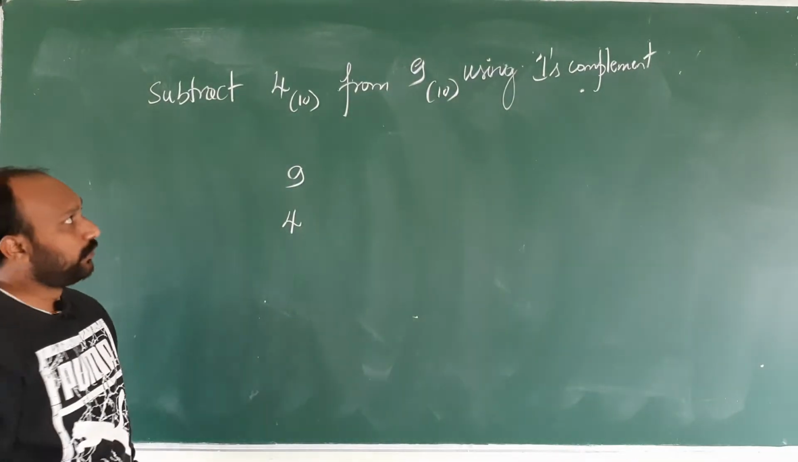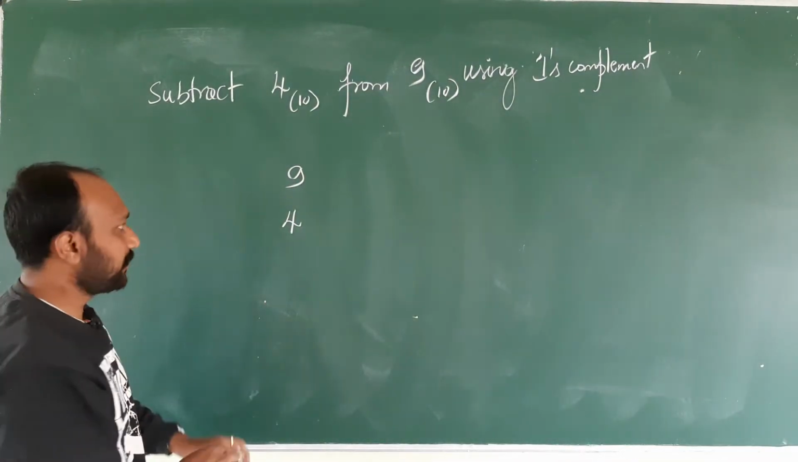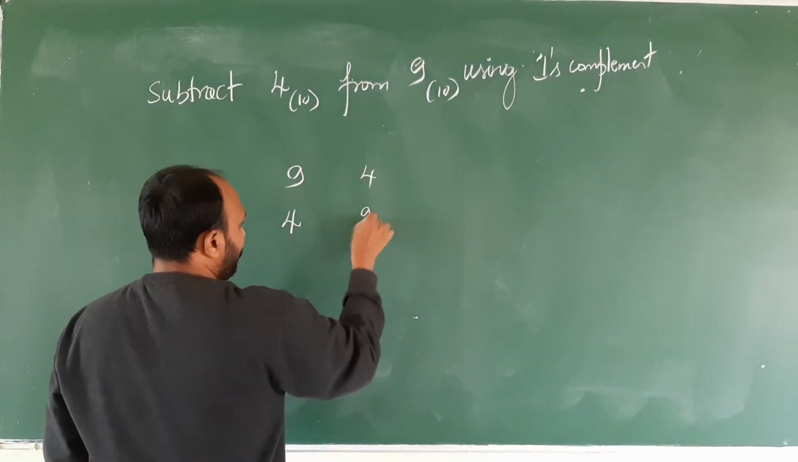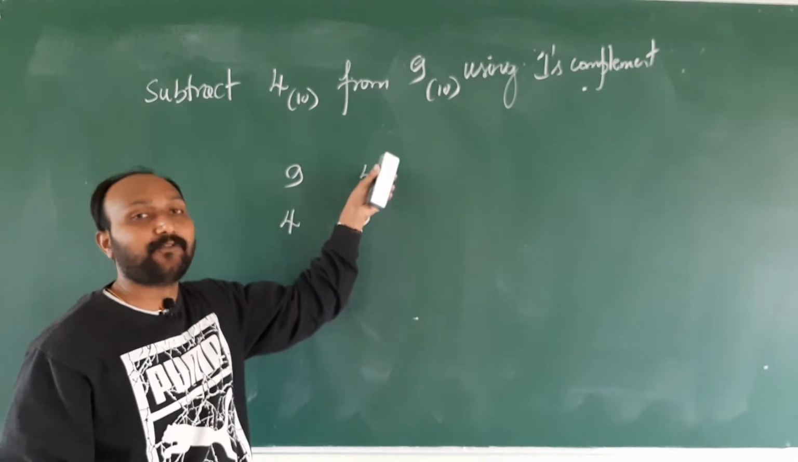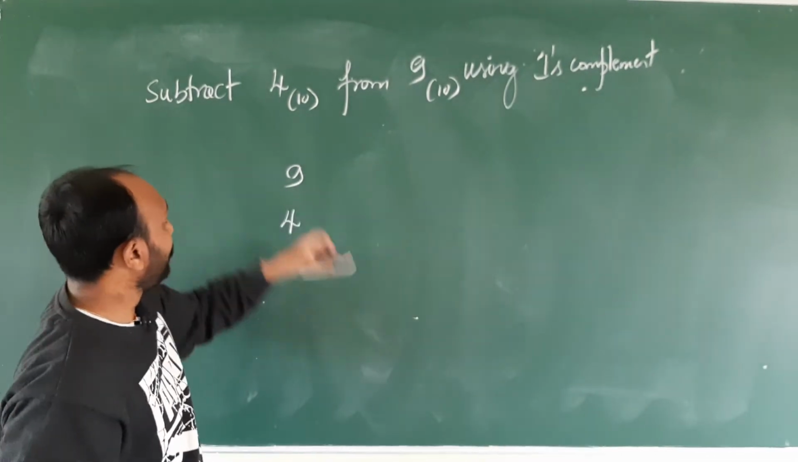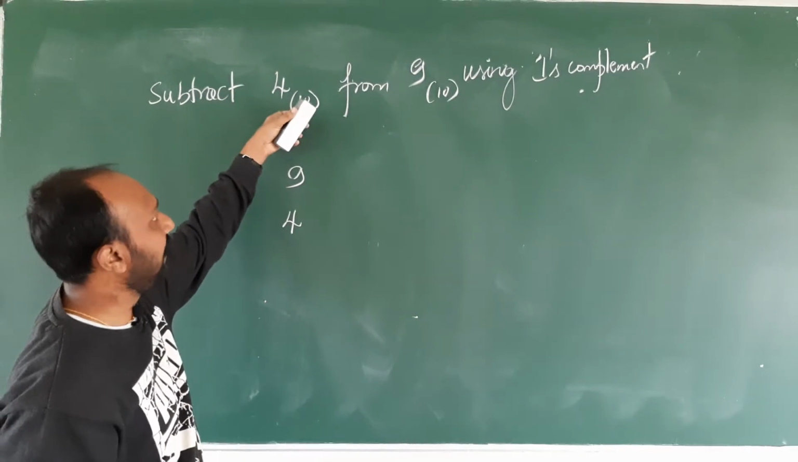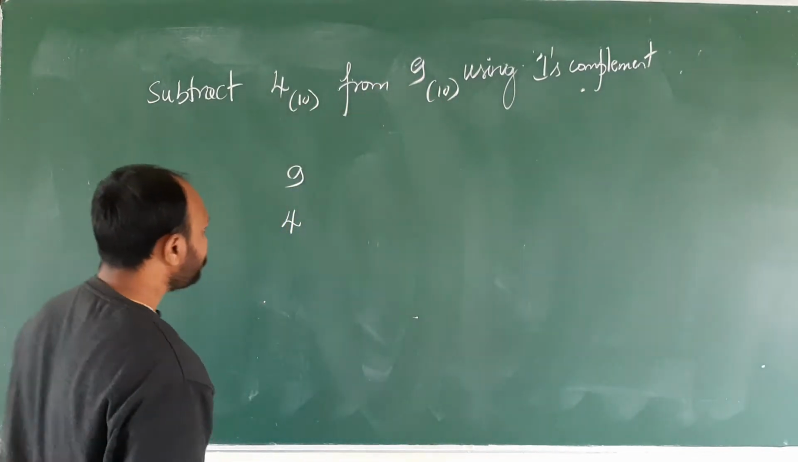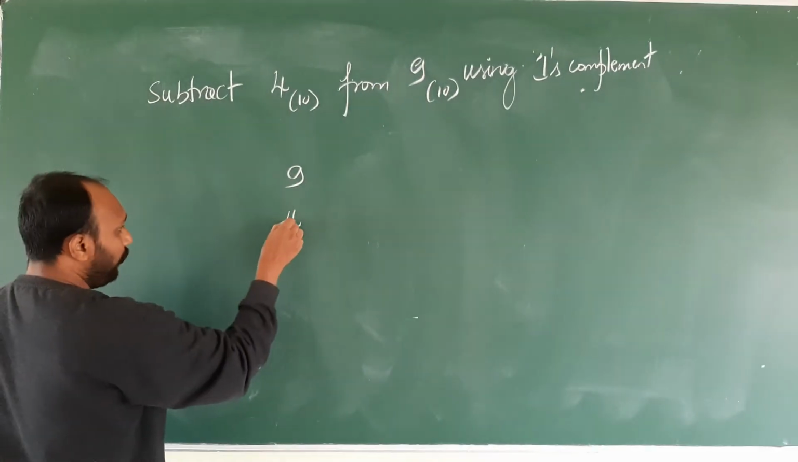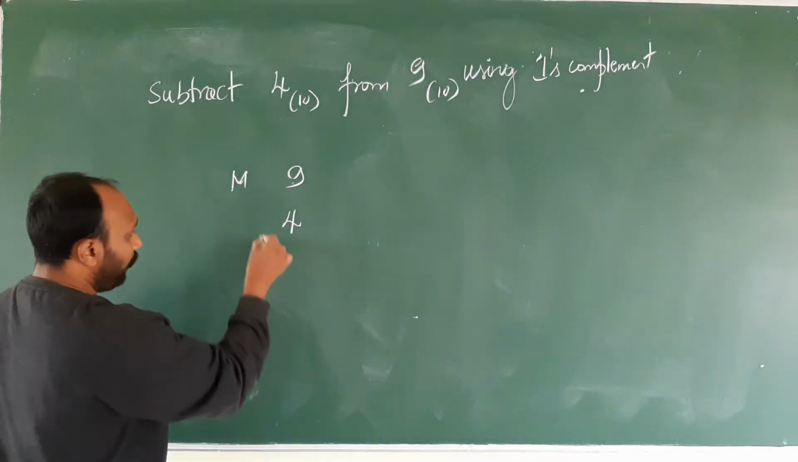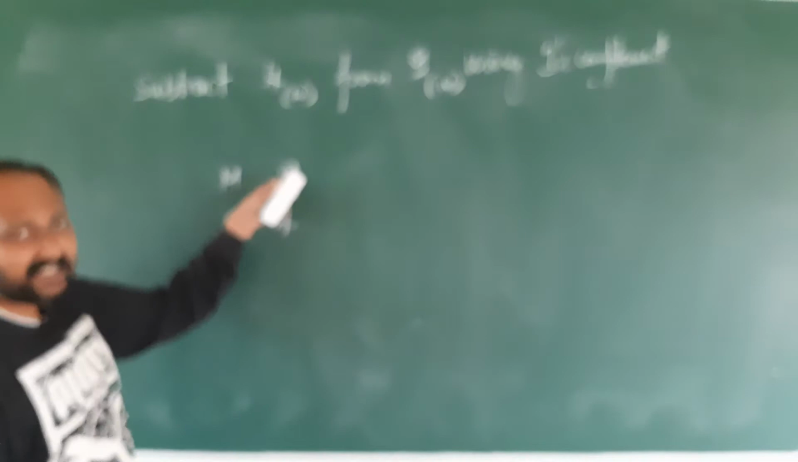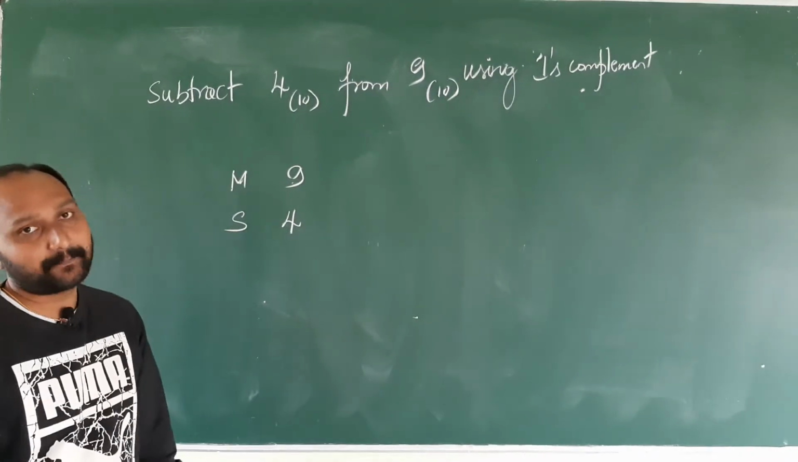Please do understand, this is very important. Or else if you consider it like this, 4 from 9, it gives you a different meaning. It is nothing but subtracting 9 from 4. The question says that we need to subtract 4 from 9. So here 9 is the minuend, M-I-N-U-E-N-D, and 4 is the subtrahend, S-U-B-T-R-A-H-E-N-D.